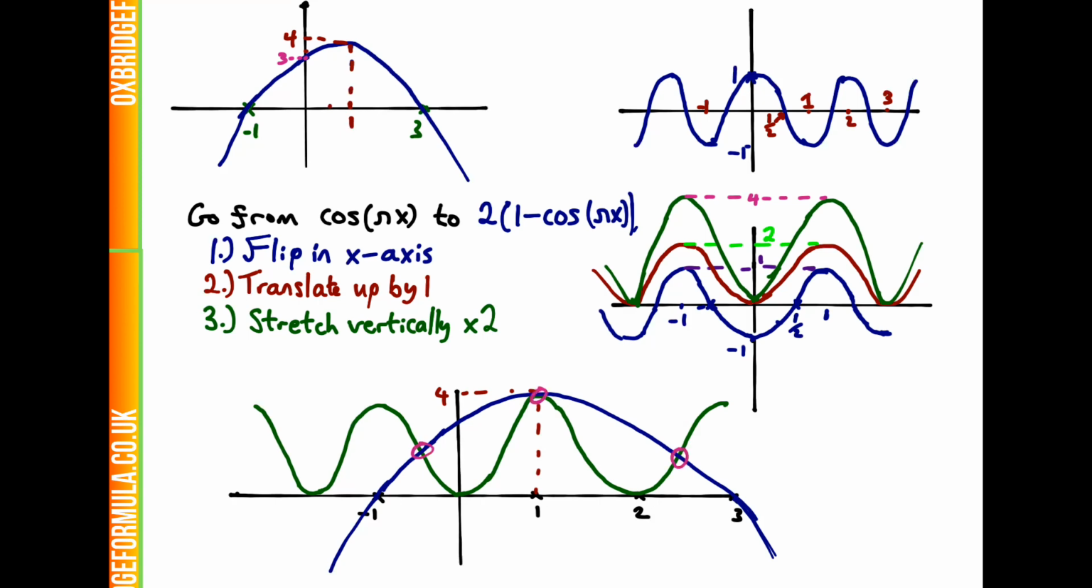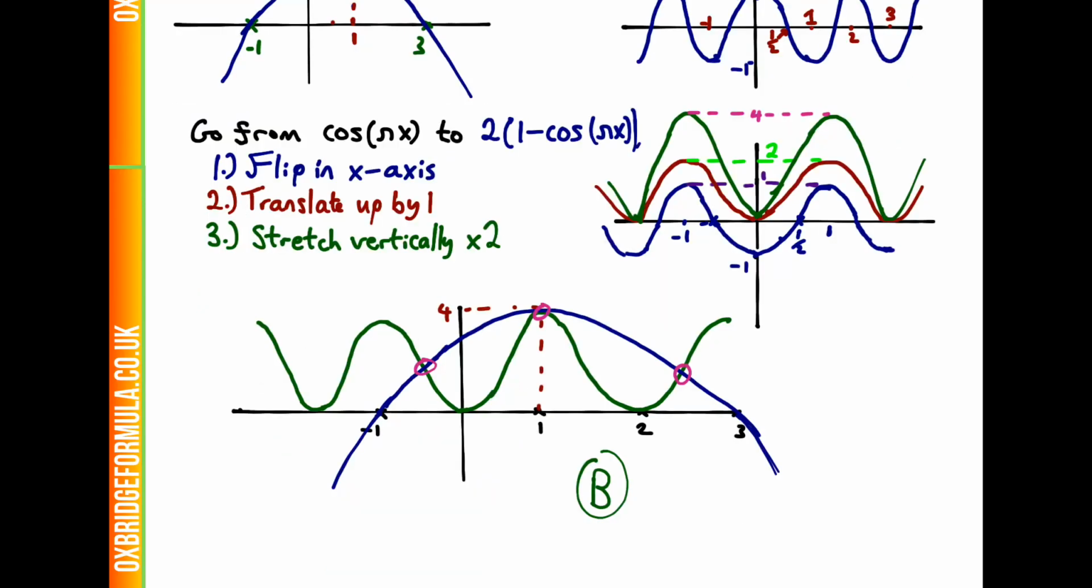Are there any more? Well, no, because outside of -1, 3, our blue curve is going to be below the x-axis, but our green curve is positive for all values of x. So we have 3 roots here, which means the answer should be B.